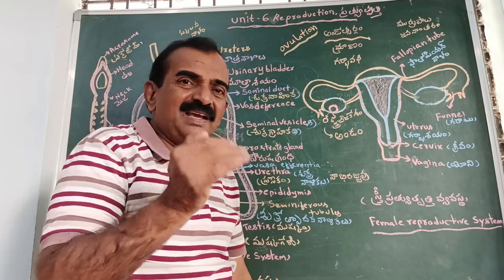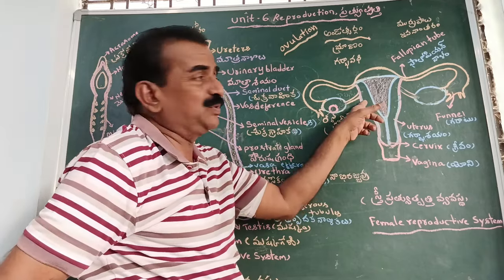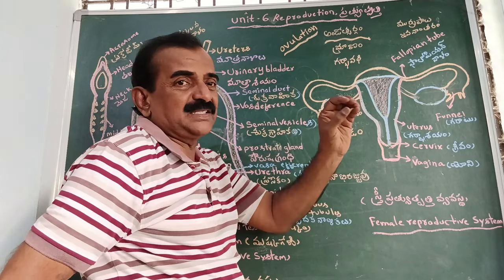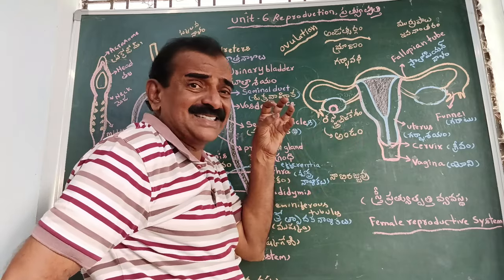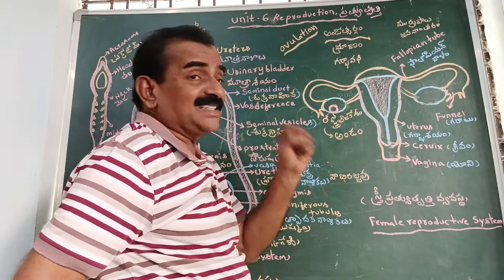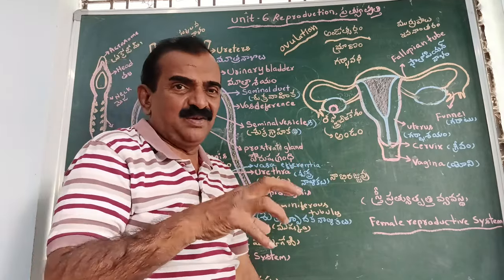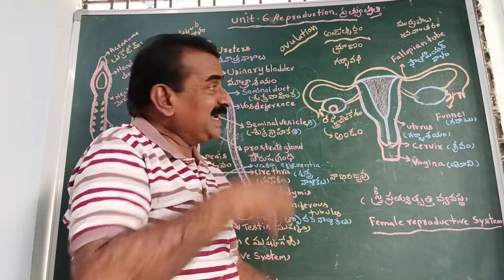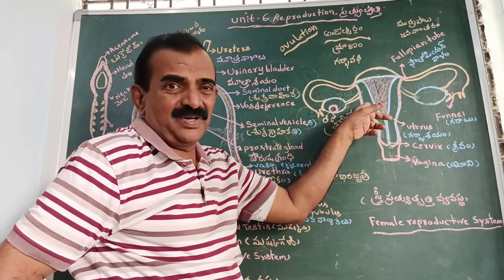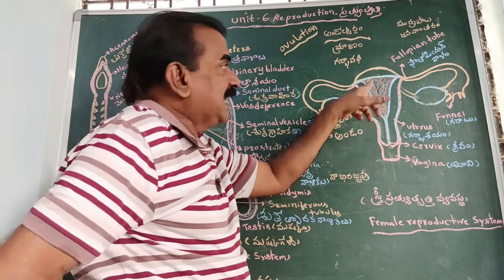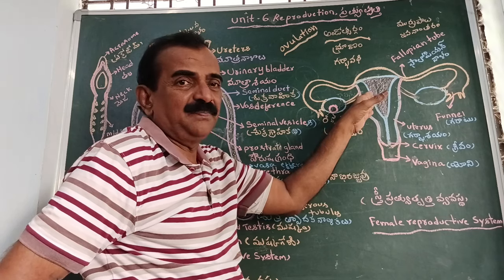The inner layer of the uterus has endometrial layers, and this is a soft tissue. In this soft tissue, the fertilized ovum, that is the zygote, sinks in. That process is called implantation. What is implantation? The zygote gets attached to the inner layers, the soft tissue of the endometrium of the uterus, and that is called implantation. Further development takes place here in the endometrial layers of the uterus of the female.